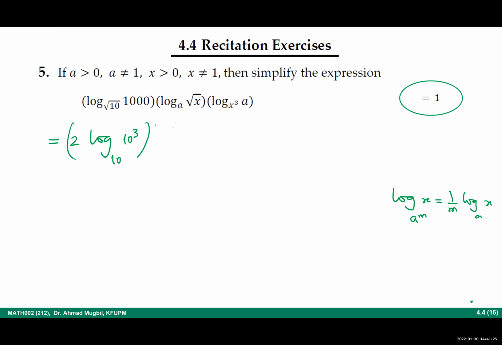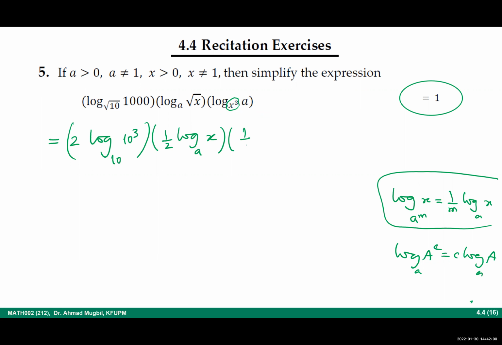Now let's go to the second log. We have here log a. The base is a. Now we have here square root of x. So we can write it as x to the power, and we will use the power law to write the half here. You know that log a to the power c is c log a. Then we need to change the base here from x to the power 3 to x. Again, by the same formula, it will be 1 over 3 log x of a.